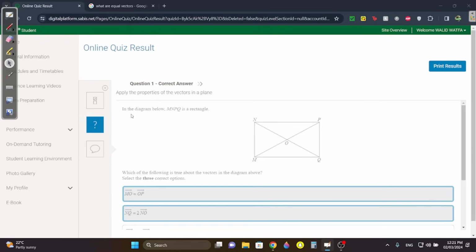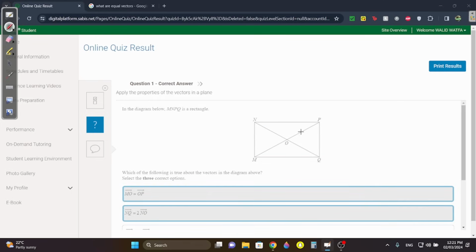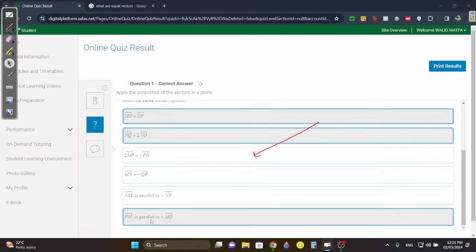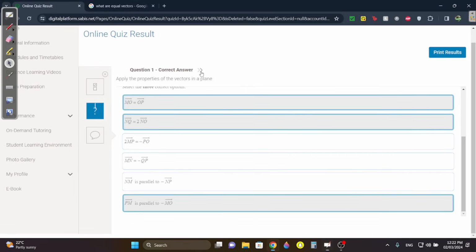NM is parallel to minus NP. Minus NP goes from P to N. Obviously these aren't parallel. PM is parallel to minus MO. Minus MO means you go from O to M. Are these parallel? They are. If they're facing the same direction, then they're parallel. Okay, that's how it is.